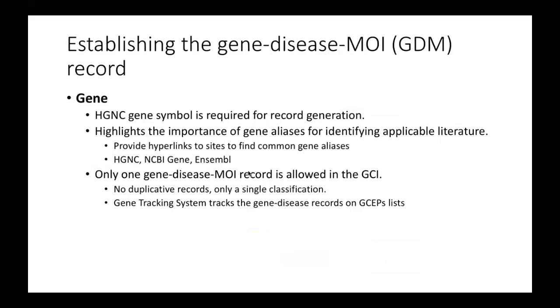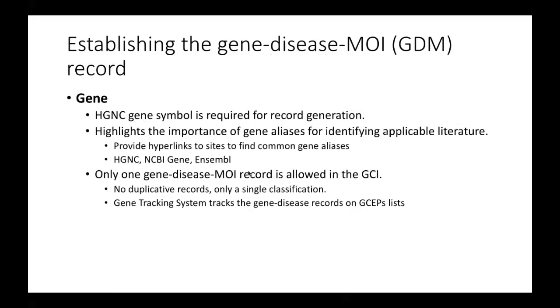Next we go through establishing the gene disease and mode of inheritance record. This was really important to include because this is how we begin our curation within the GCI, and so we really wanted to update to provide some points on what is required. So we start with the gene and indicate again the HGNC gene symbol is required to do a record generation, and this is to even begin a curation record within the GCI.